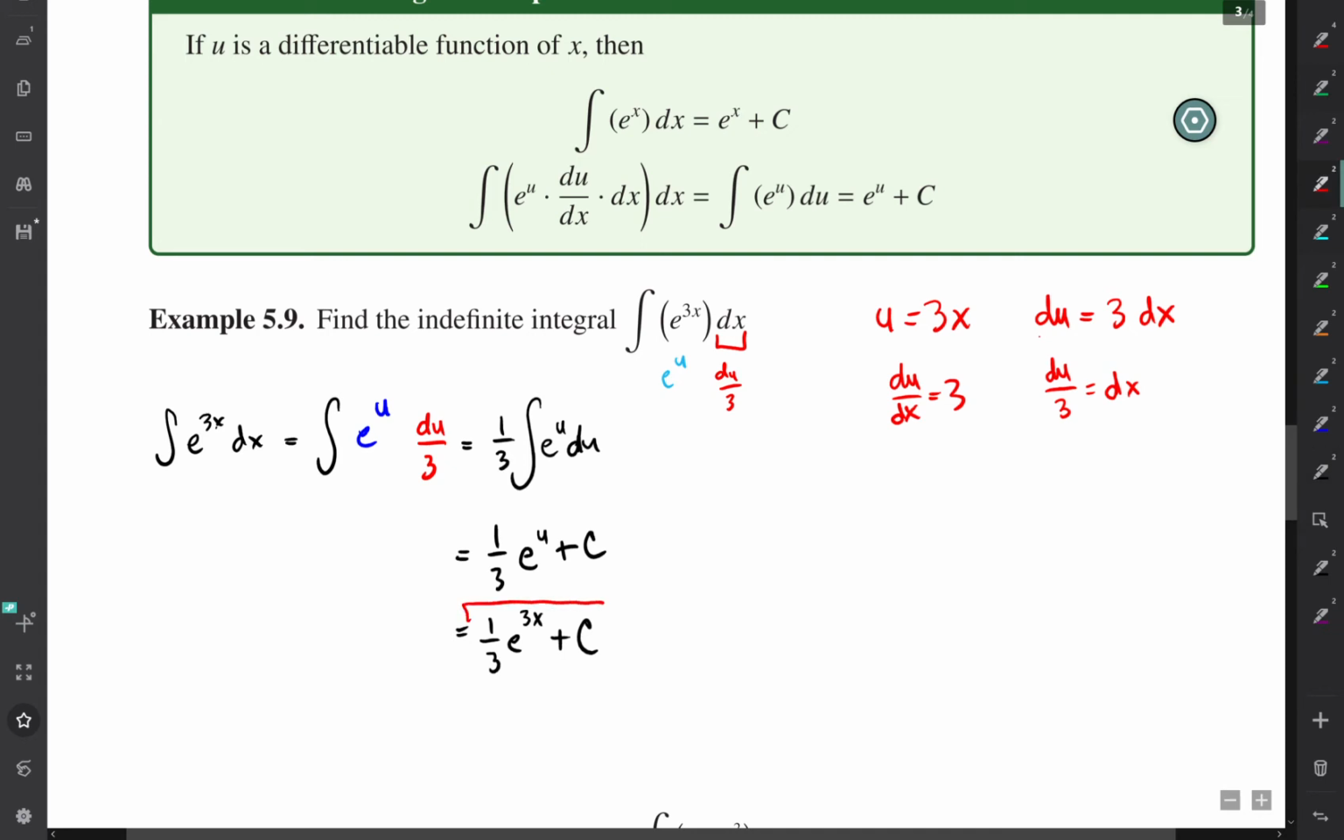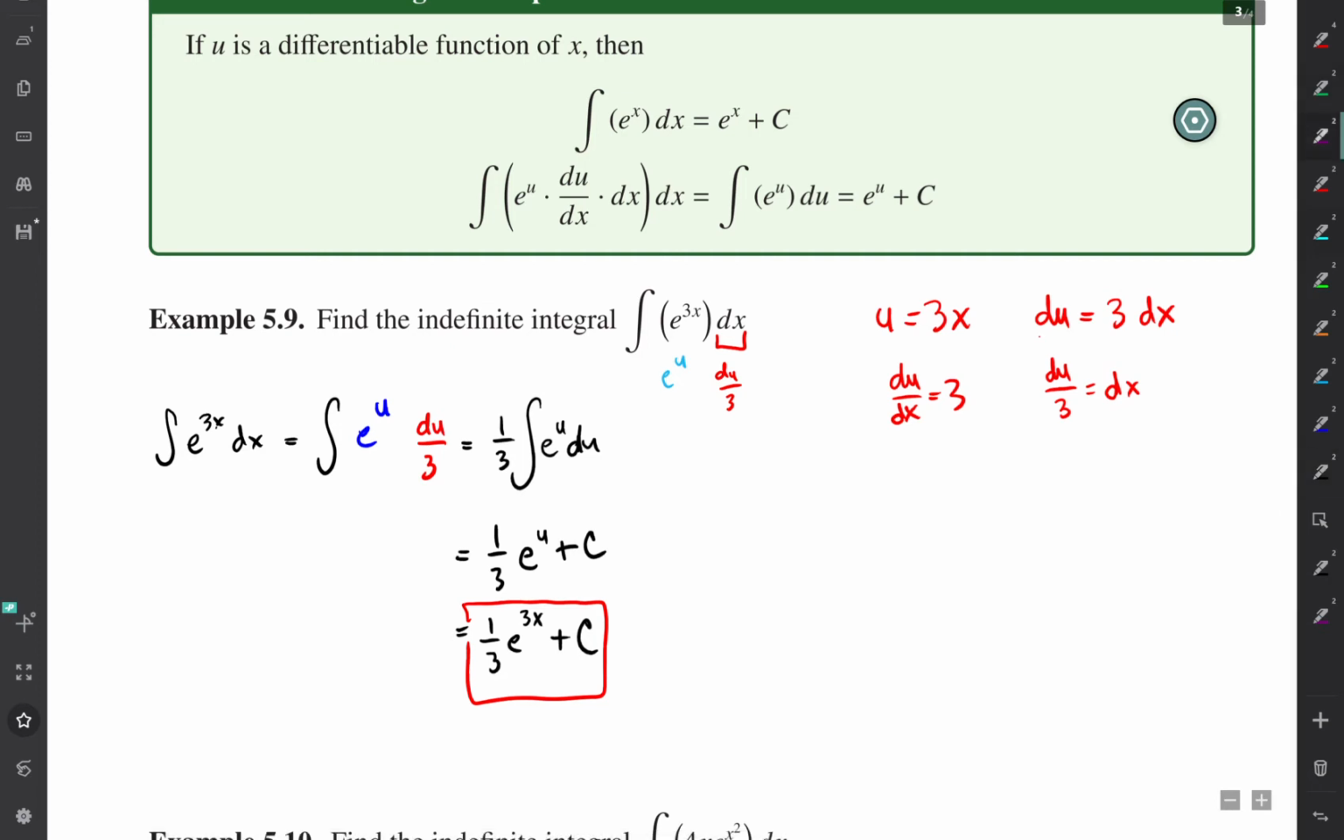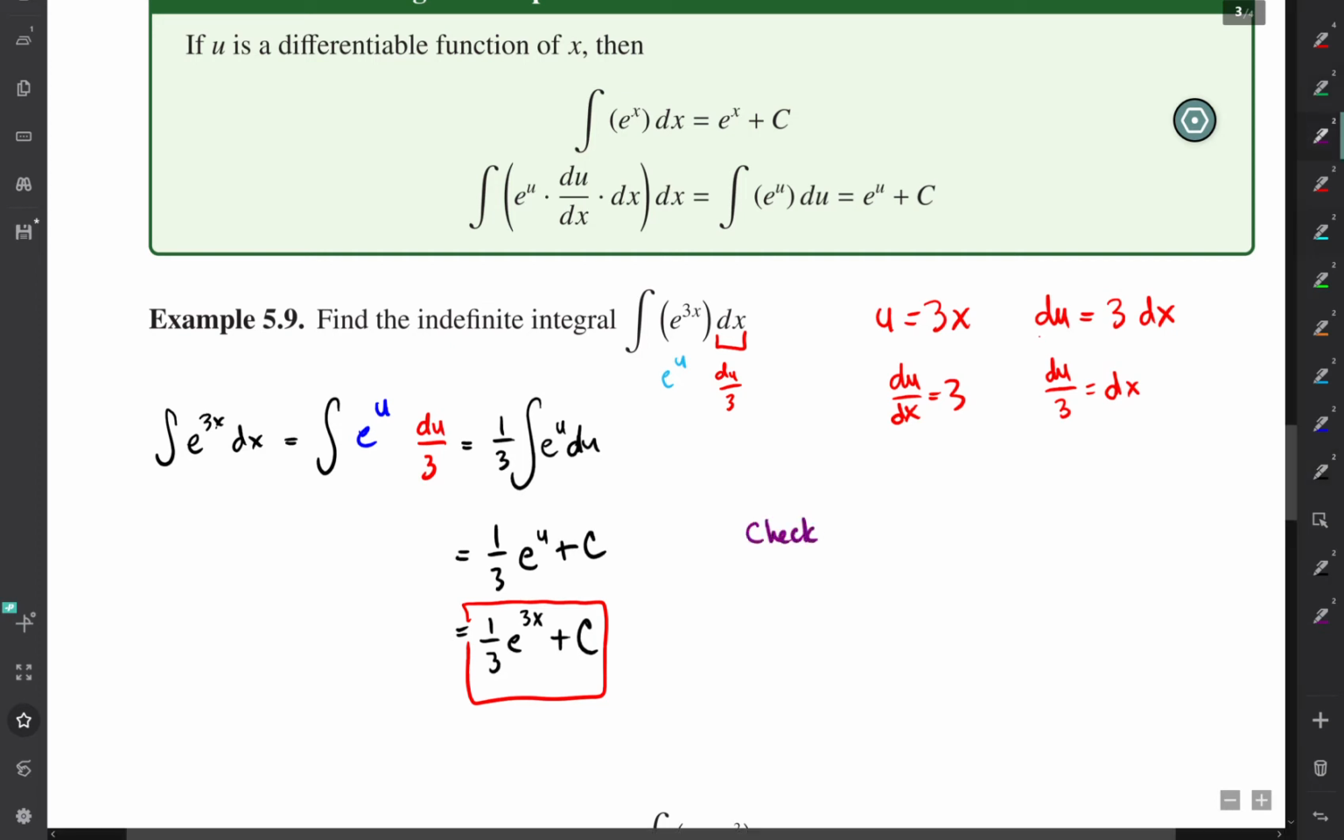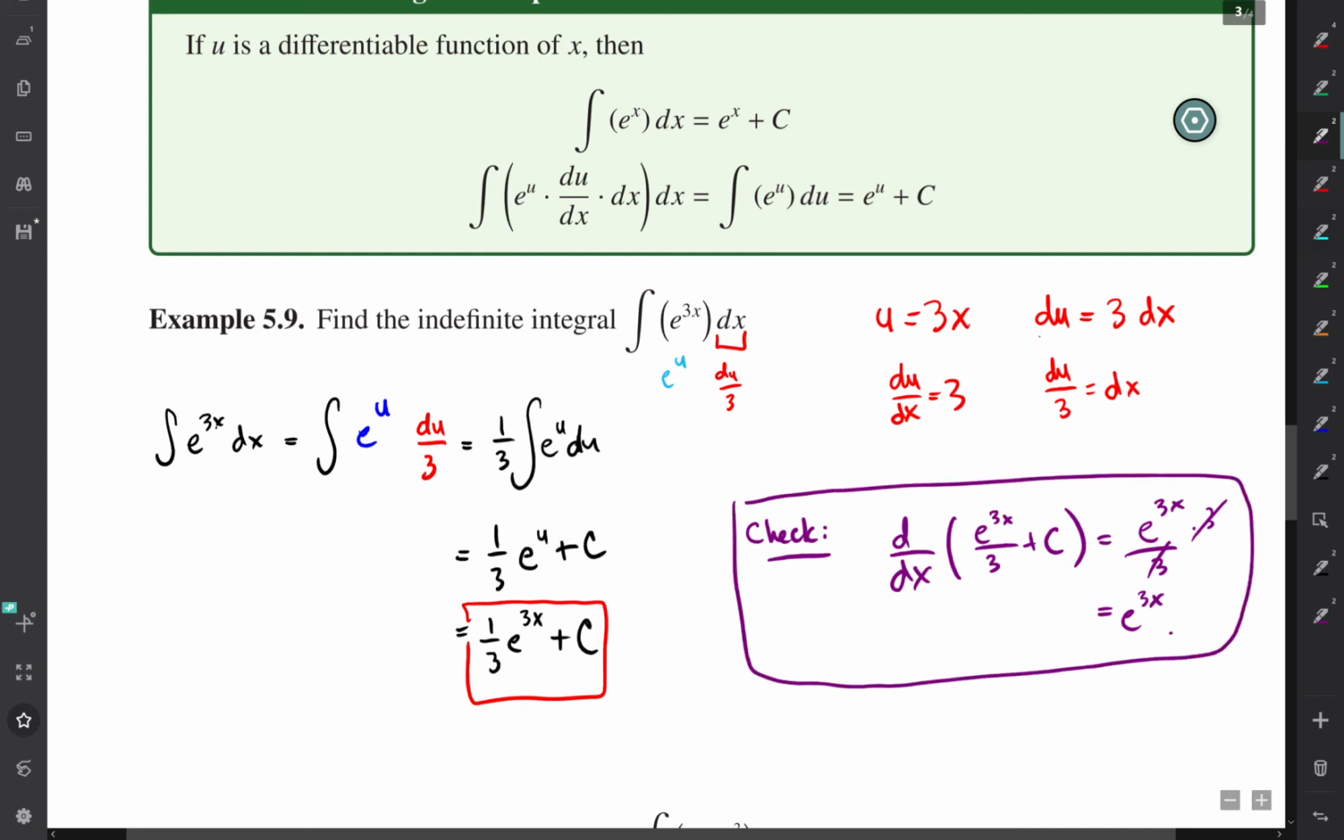And now, if you wanted to, you could check. Maybe I'll do that right here. It's a good idea to check that if you take the derivative of e to the 3x over 3 plus c, you get, well, the derivative of the constant c is 0, and then the derivative of e to the 3x is going to be e to the 3x times 3 over 3, and so the 3 over 3 cancels, and you're left with e to the 3x. And that's just to check to make sure you took the integral correctly.